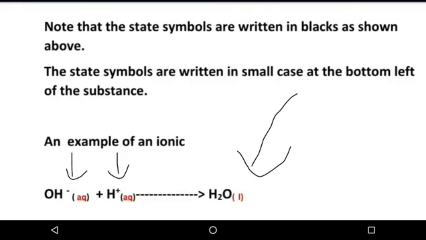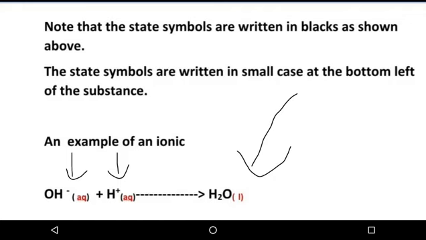Then down there you are able to see the ones that have been labeled in red. Those are the state symbols. So you have hydroxide ion in aqueous, then also the hydrogen ion in aqueous, and water itself as a liquid.